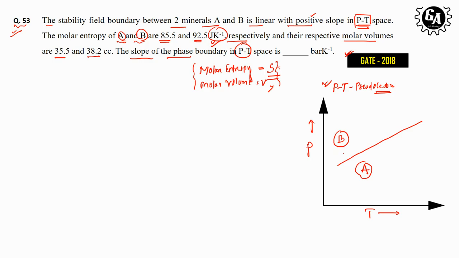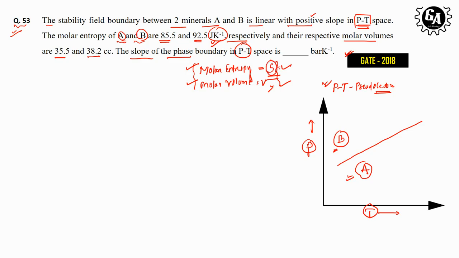Remember one thing: I am considering here PT space, but I do not have any relation of this P and T with S and V. Simply, I have only pressure and temperature in PT space. Within that PT space, I am considering two phases A and B, and their stability boundary. This is the boundary condition where some transition or phase change between A and B may be happening.